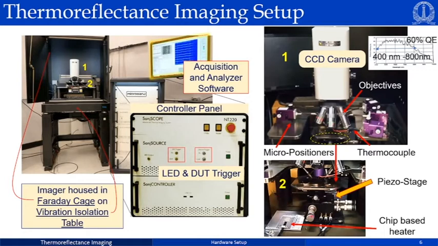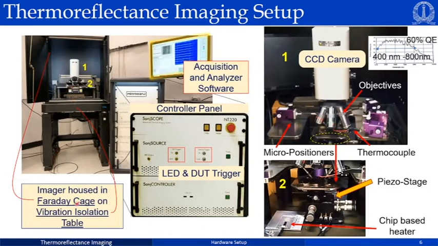Okay, so now that we understand the origin of the thermoreflectance coefficient, let us understand the thermoreflectance imaging setup. So in this slide, I'll show you the various important components of the thermoreflectance imaging setup. In the left hand side image, we see a full view of the thermoreflectance setup. The thermoreflectance imager is housed in something called a Faraday cage, and it sits on a vibration isolation table.